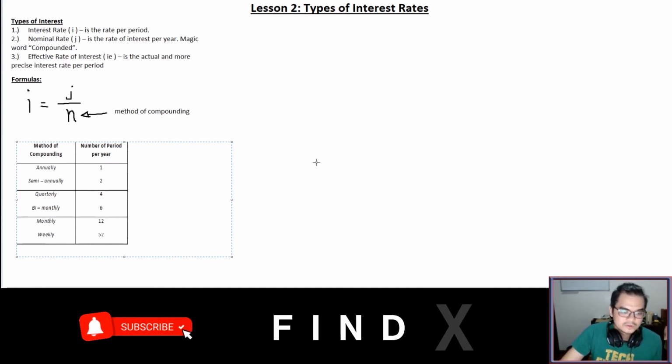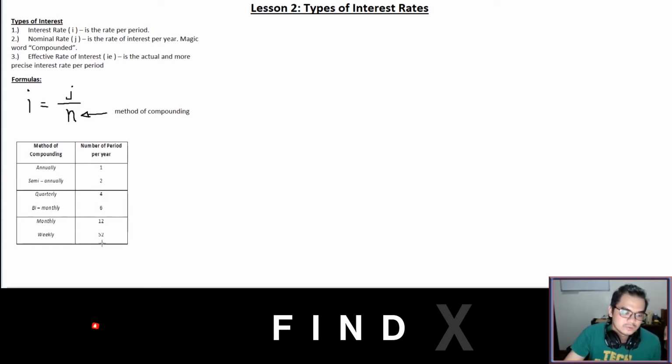If the method of compounding is annually, the interest is paid annually, so you have to pay only once a year. Therefore your N will be 1. Semi-annually, you have to pay 2 times. Quarterly, of course, you have to pay 4 times. Bi-monthly, 6 times. Monthly, 12. And weekly, which we seldom use, 52 times.